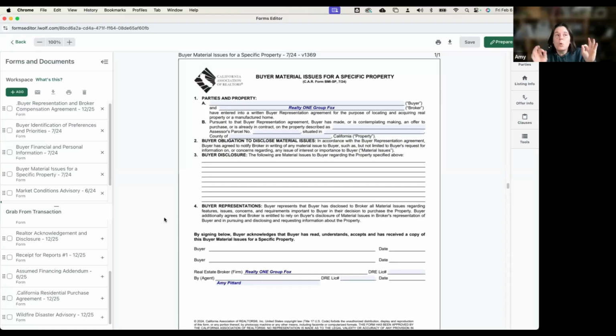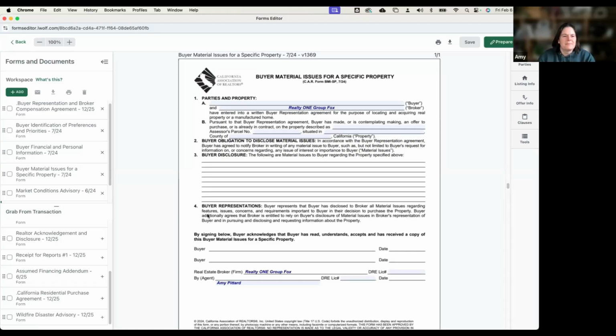Buyer has made or is contemplating making an offer to purchase or is already in contract on a property described as blank, parcel number situated in county of, and buyer, the following are material issues to buyer regarding the property specified above. So at any point the buyer has interest in a property, you could utilize this form to get their questions answered by a seller. At any point. Doesn't even have to be accepted.